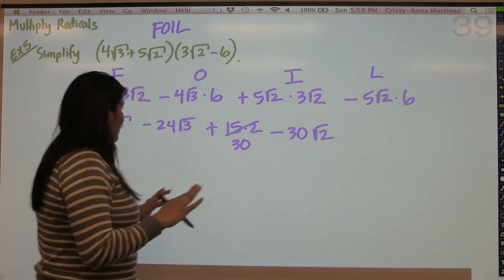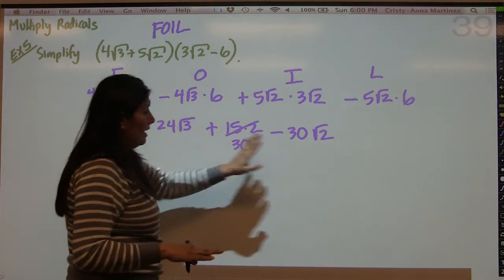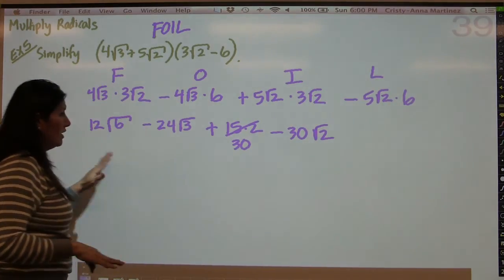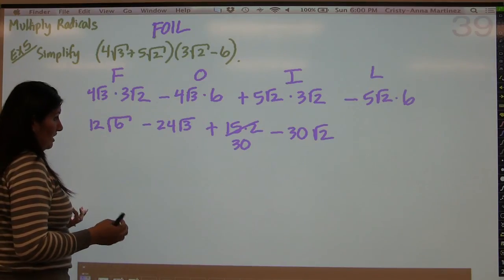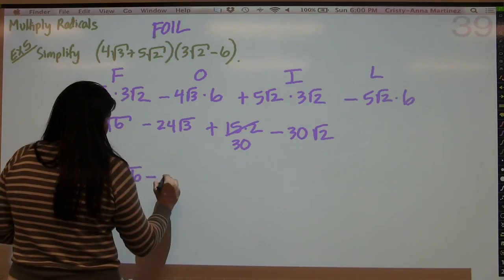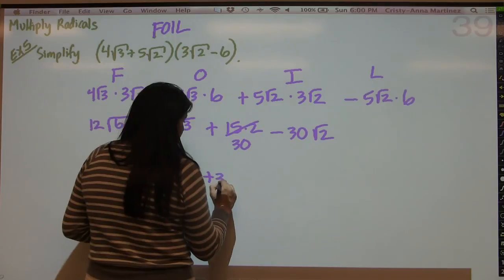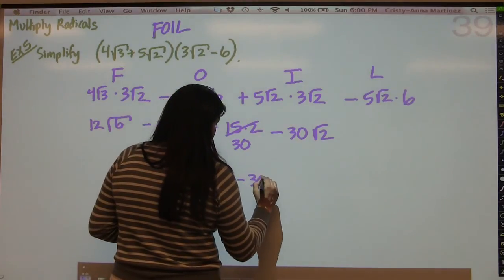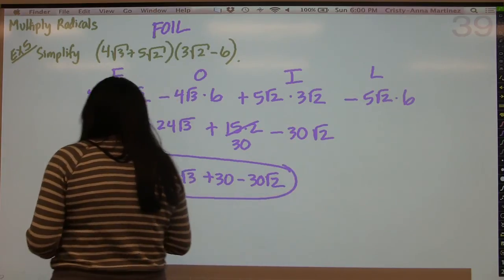So now if there's anything that's like terms, you can try to add them. But we've got a root 6, we've got a root 3, and a root 2. And all of those are reduced as much as they can go. And we can't combine them. So our final answer, believe it or not, is going to be 12 root 6 minus 24 roots of 3 plus 30 minus 30 roots of 2. This whole long thing is going to be our answer.